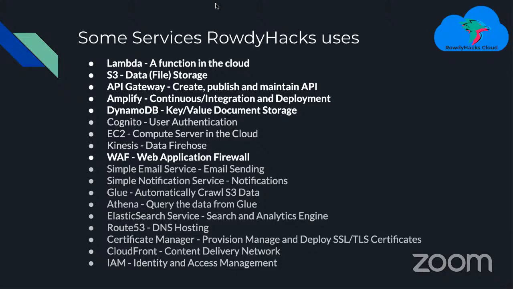The web application firewall is another thing we use. Simple Email Service is an email sending service that AWS offers. We use that in addition to, I think, MailChimp, which is another platform. Simple Notification Service is for notifying our admins if there's any problems with the service; we'll automatically get notified. AWS Glue is to automatically crawl the S3 data. There's a lot of other services. I won't go into all of them. Anything that is bolded white, we're going to talk about, and the rest of them are just there to show you how many services AWS offers and how much we use.